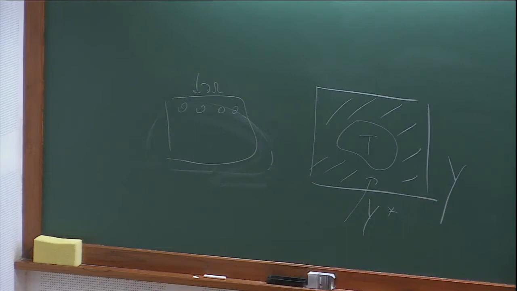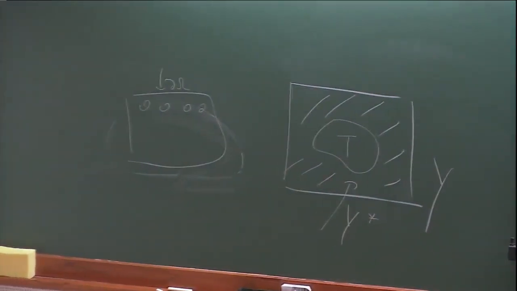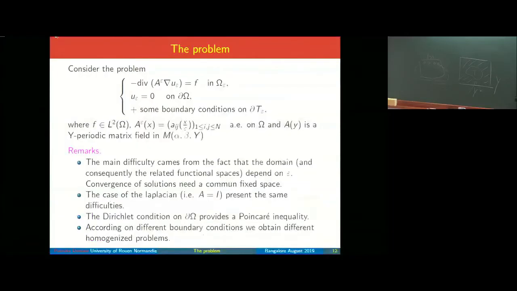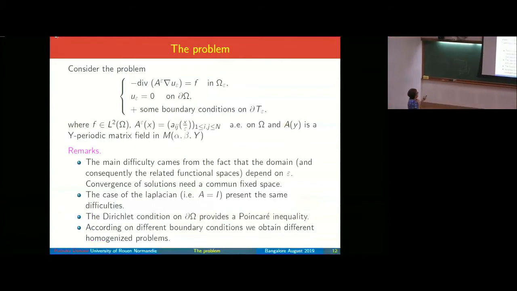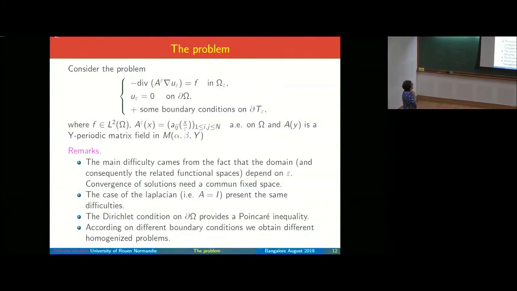This is not so important physically, but it is very useful in maths because it avoids some technical questions. And we put some boundary condition on the holes. f, for simplicity, in L2, and A_epsilon as before, defined everywhere, epsilon-periodic, in M(alpha, beta, Y).